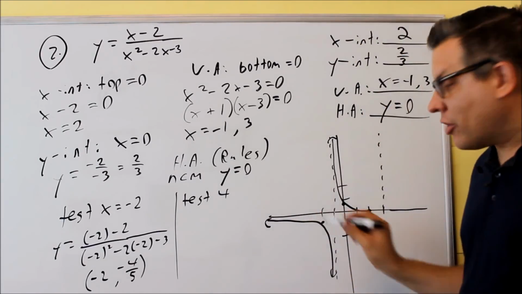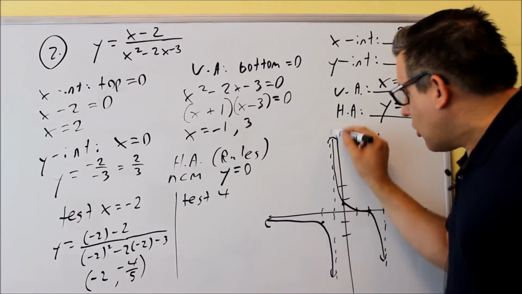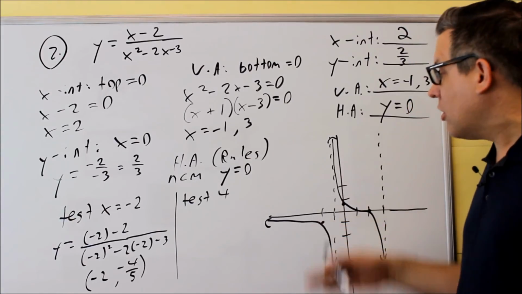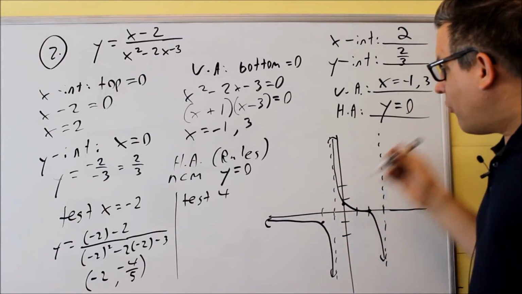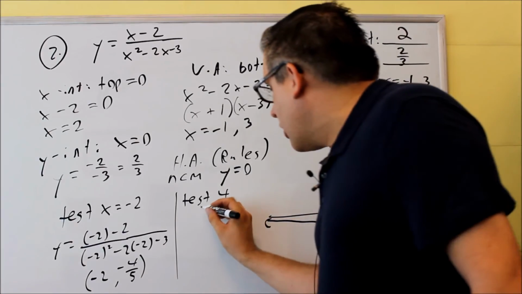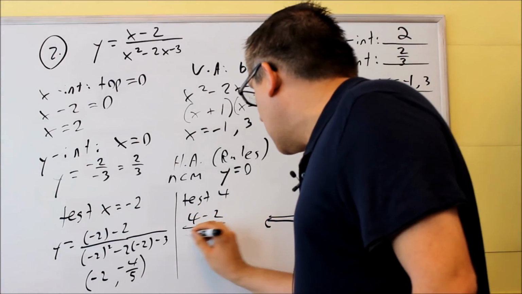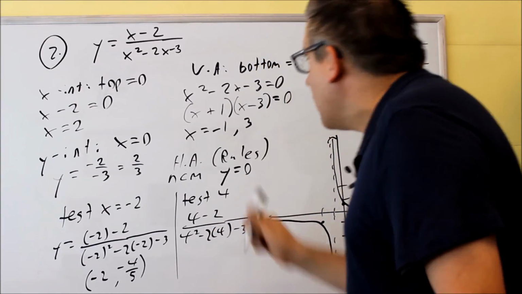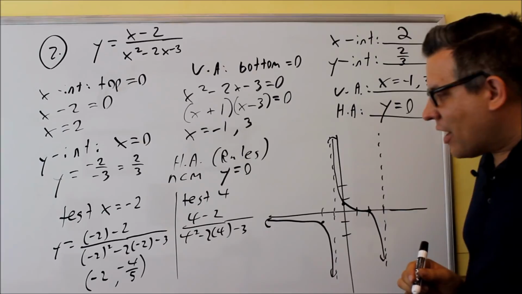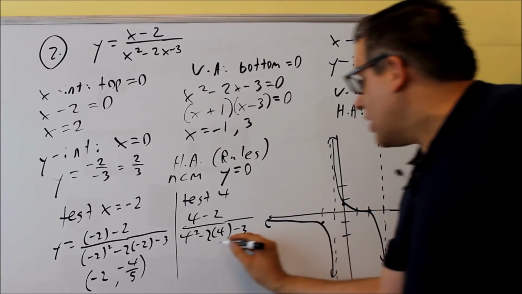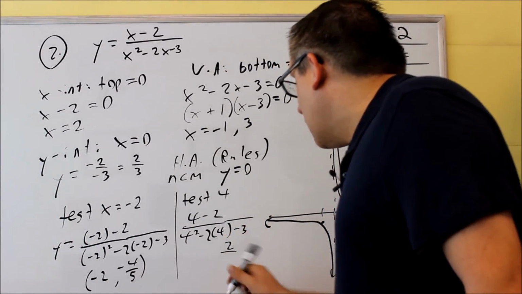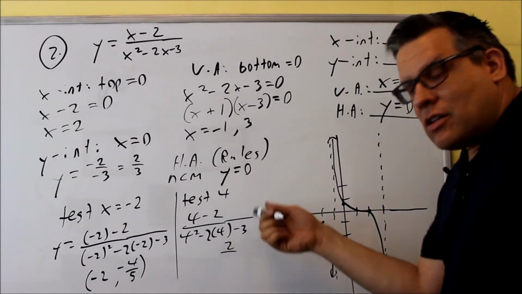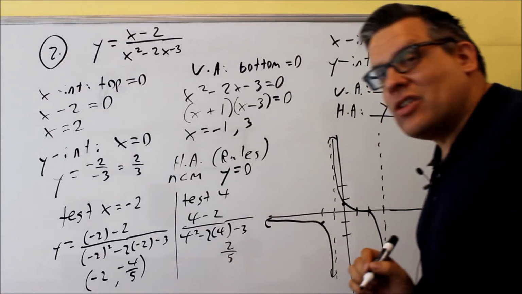These kinds of graphs are either going to be all below like this or all above on the ends. Okay, so that's why I had to do a test point to determine whether it's down here or up there. Next one, I've got to figure out what's happening at 4. So again, I'm going to put in a 4: 4 minus 2 on top, 4 squared minus 2 times 4 minus 3 on the bottom. I'm just putting that into the original function in place of the x's, and I'm going to work all this out. I get a 2 on top, and on the bottom I get 16 minus 8 minus 3. So 16 minus 8 is 8, 8 minus 3 is 5. So I get positive 2/5.